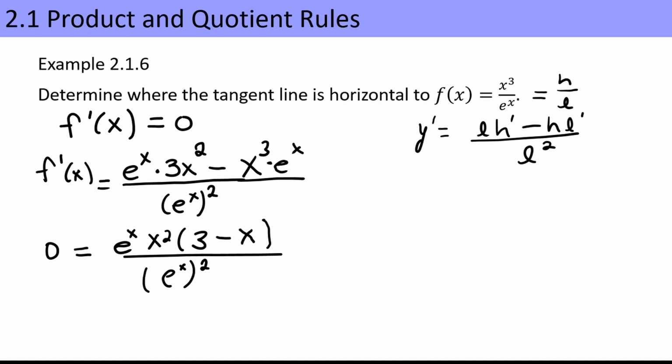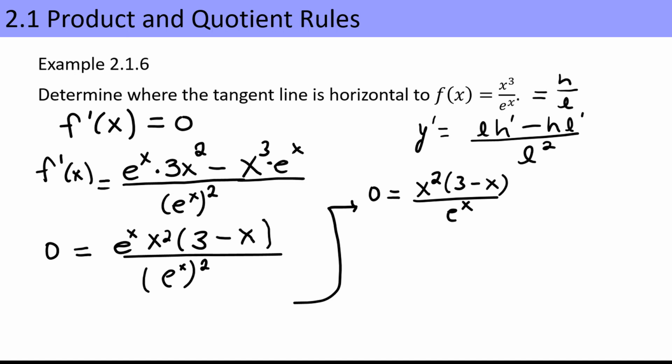Now, one of the e to the x's in the denominator can cancel because there's one in the numerator. So we'll continue and have 0 is equal to x squared times 3 minus x divided by e to the x. In order to solve this equation, you must remember that if a fraction equals 0, only the numerator can equal 0. Why? Because if you let the denominator equal 0, then the function is undefined.